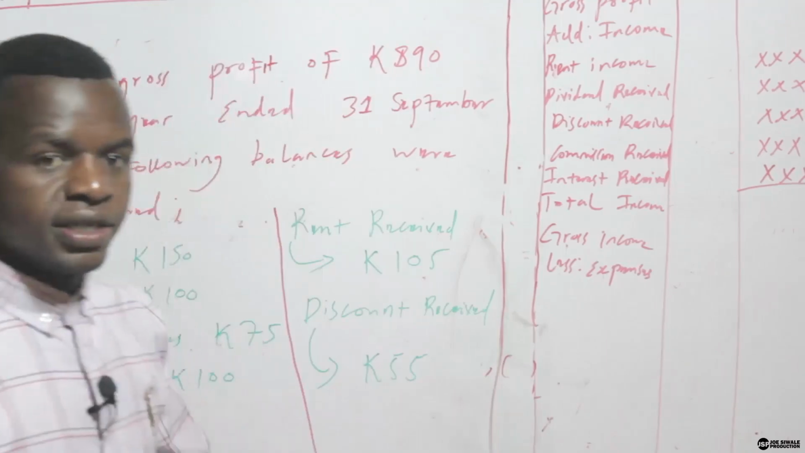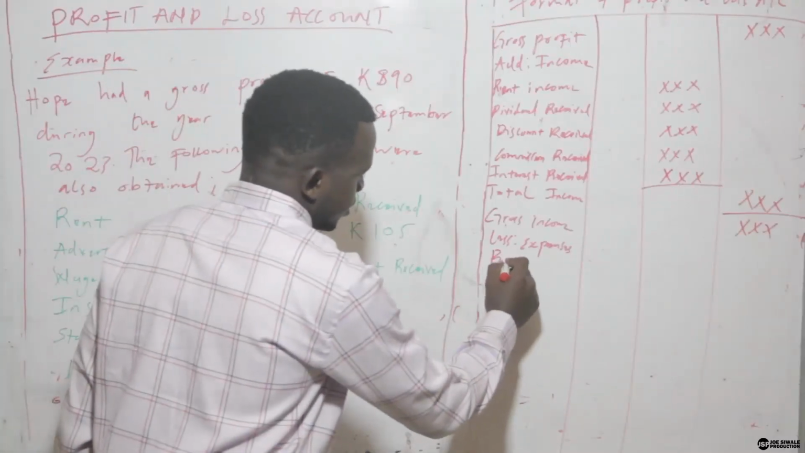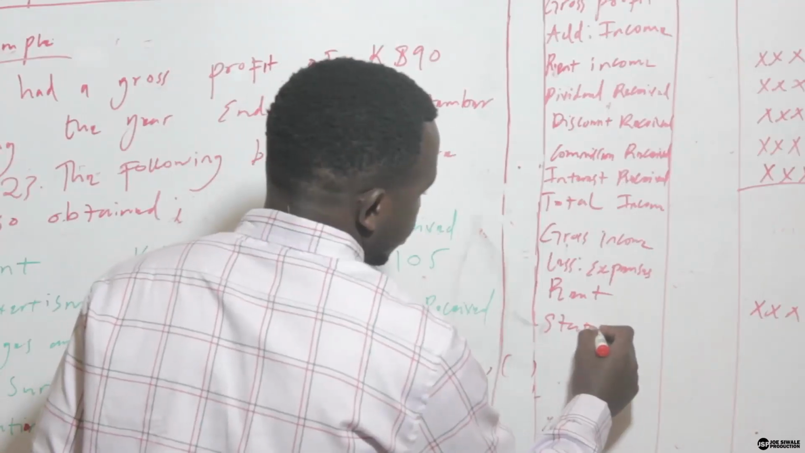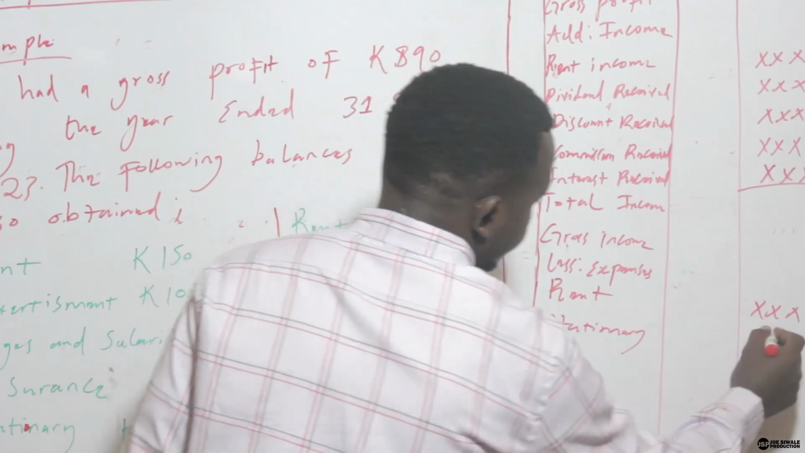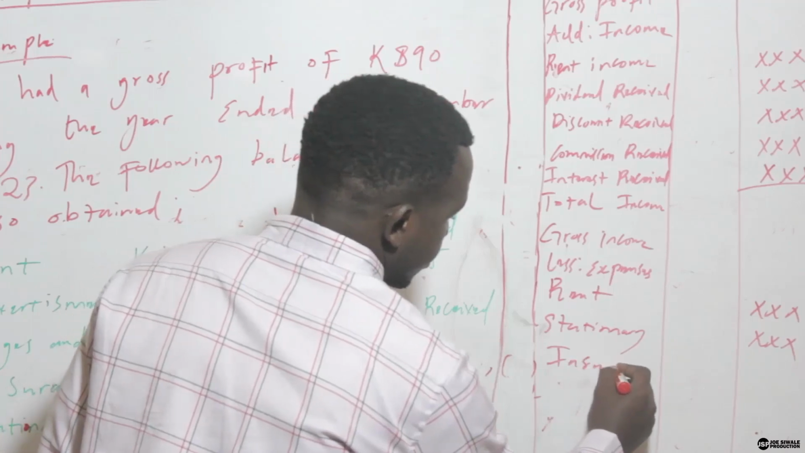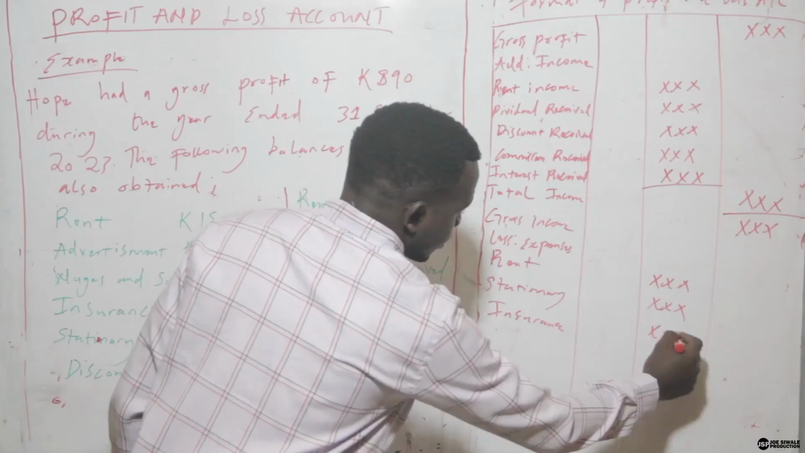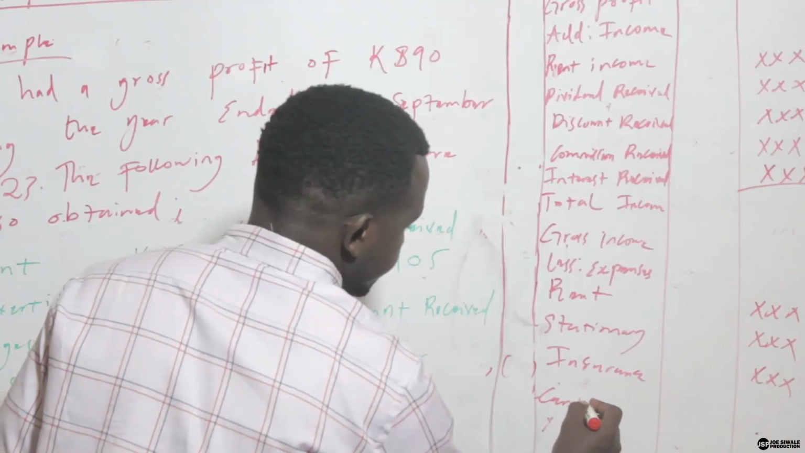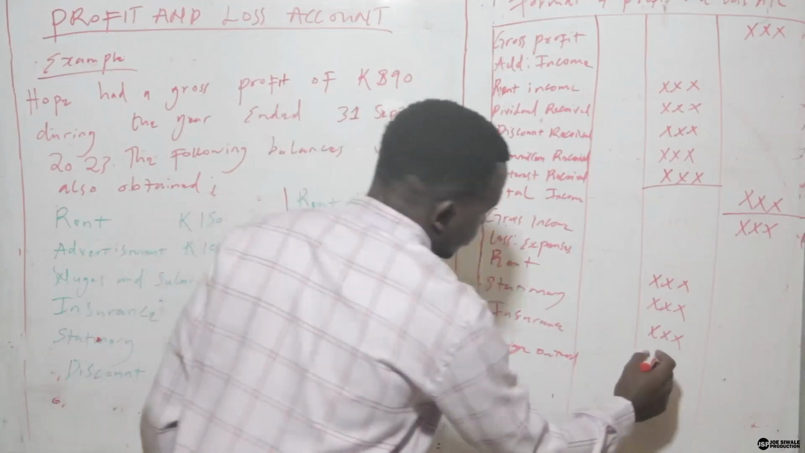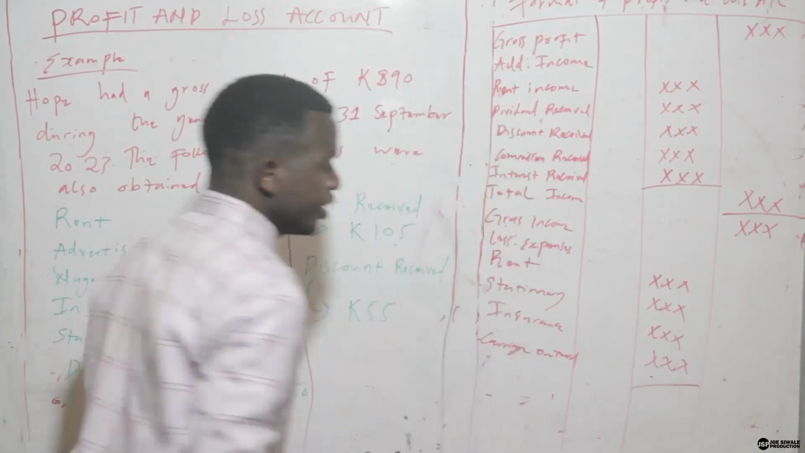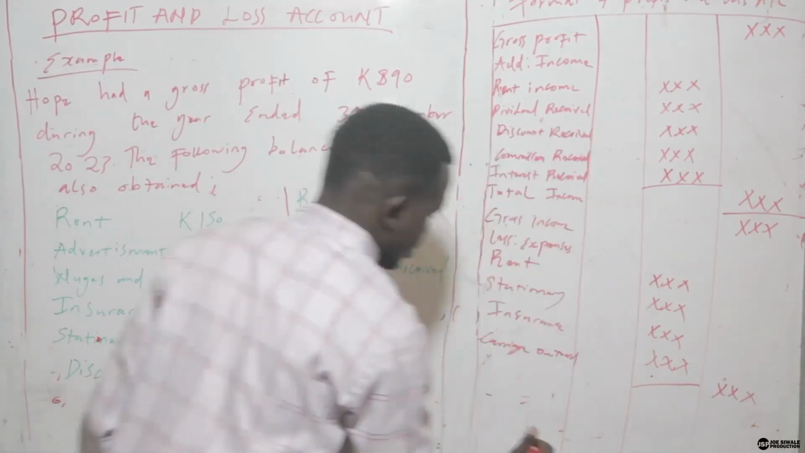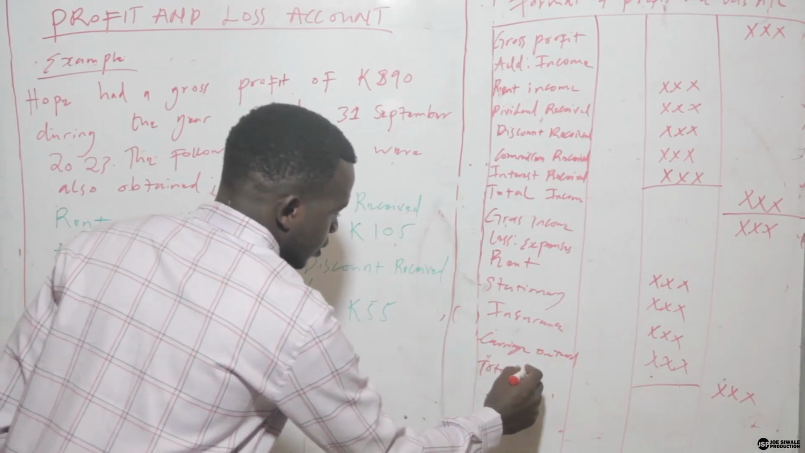And for the expenses, we can have rent. We can put our rent there. We can have stationery. We can also have insurance. We can have carriage outwards. And many more. There are a lot of expenses. So when we add these expenses that we are having, we're going to have total expenses.